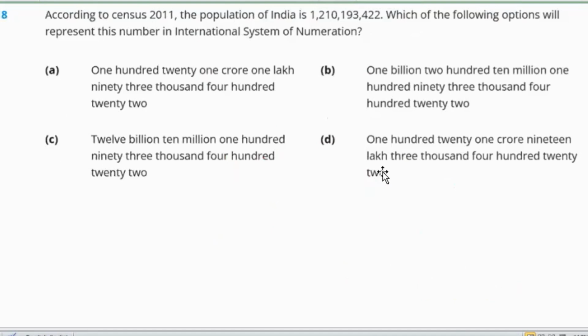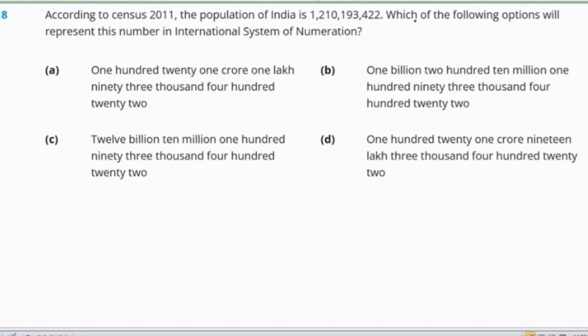Now let's talk about question number 18. Let's see what question number 18 says. According to the census 2011, the population of India is this. Now, which of the following options will represent this number in the international system of numeration?